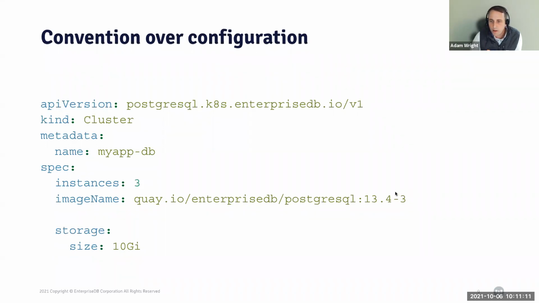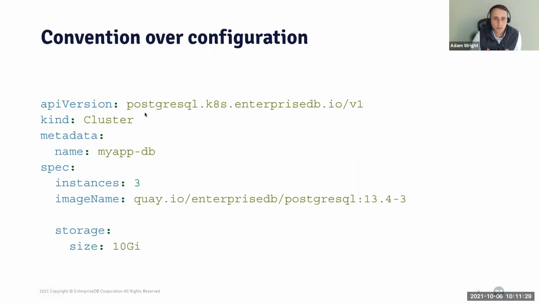The -3 here means this is the 3rd UBI image. So there's been three updates to the base image to patch Red Hat UBI. And then the storage size here. So this is going to get you a 10 gigabyte PGDATA directory that's attached to the pod.